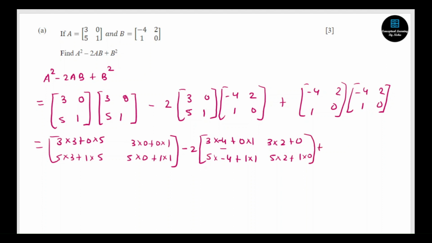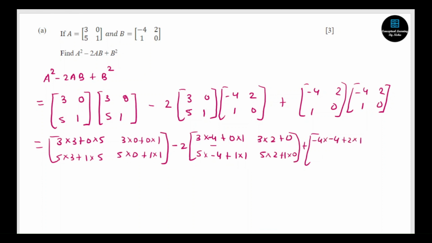Alright, now for this one, negative 4 into negative 4 plus 2 into 1, negative 4 into 2 plus 2 into 0 is 0. I don't have space, so I am writing this, okay. Now 1 into negative 4 plus 0 into 1 and 1 into 2 plus 0. Alright, and now I'll simplify and write the final answer.